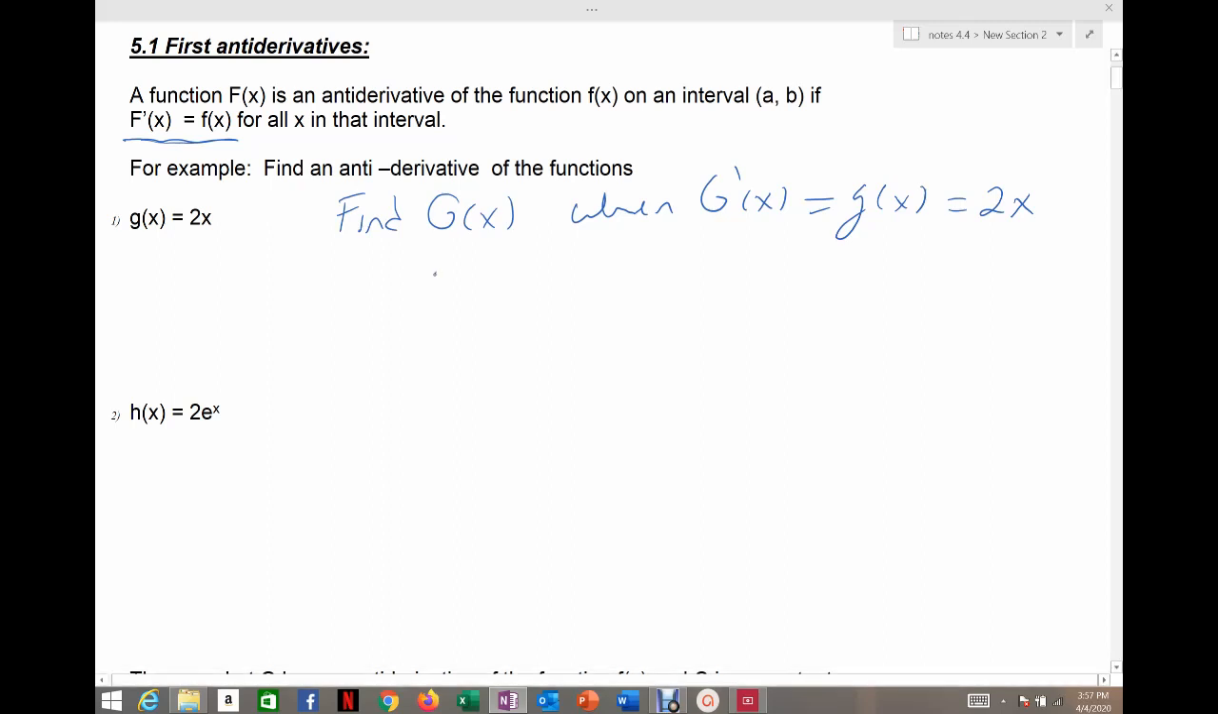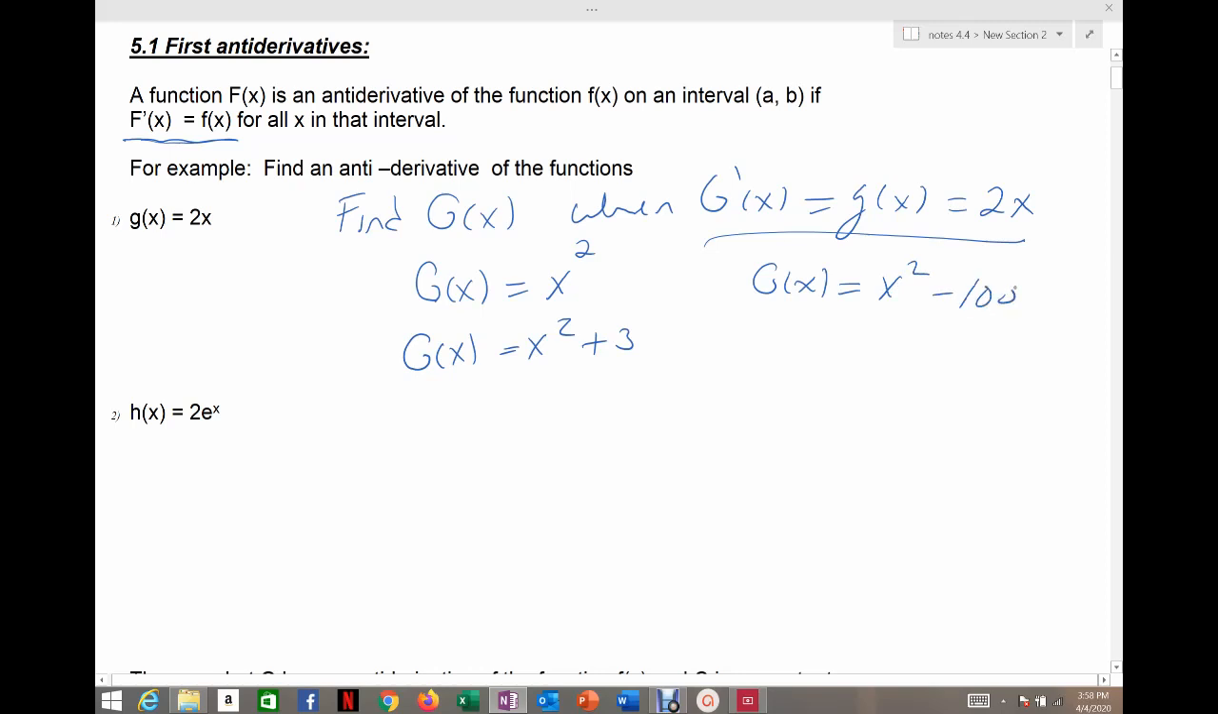This one should be a fairly straightforward one. We'll get to rules later on. But x squared satisfies that definition. If I take the derivative of x squared, I get 2x. Well, is that the only function that gives us that derivative? And the answer to that is no. What about the function x squared plus 3? It satisfies that. Or the function x squared minus 100. When I take the derivative of x squared minus 100, I get 2x. And so there are infinitely many. I can tack on any constant and I get out the derivative that I'm looking for.